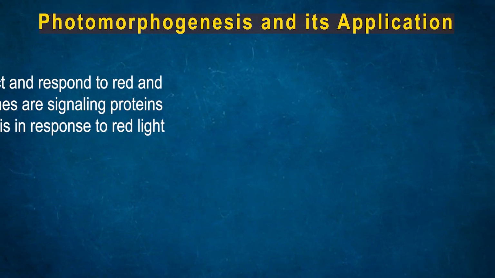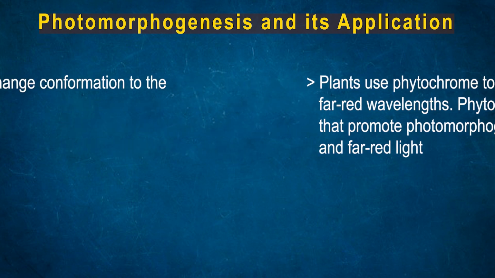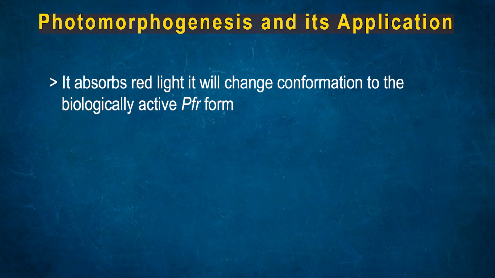Next one, a very interesting topic, photomorphogenesis and its application. I have already told you, plants use phytochrome to detect and respond to red and far red wavelengths of light. So, phytochromes are signaling proteins that promote photomorphogenesis in response to red and far red light. It absorbs red light and changes to a more biologically active conformation, that is the PFR form, right.